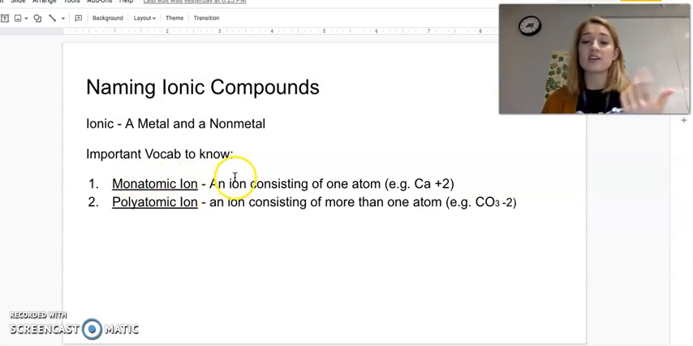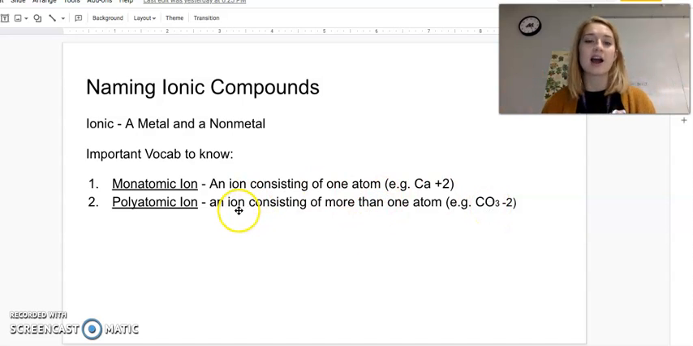This first one is an ion consisting of one atom. So if I had like calcium plus 2. Right, it's an ion, so it has a charge. Sodium plus 1, bromine minus 1. Those are all monatomic ions. There's a single element with a charge. A polyatomic ion is an ion consisting of more than one atom. So for example, CO3 with a minus 2 charge.